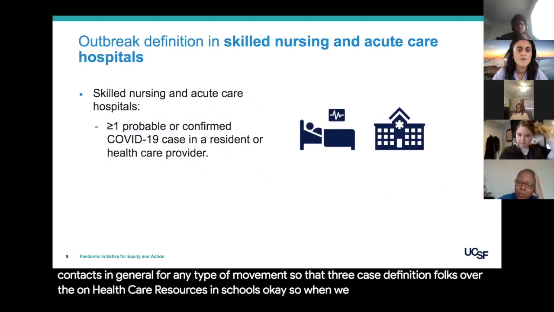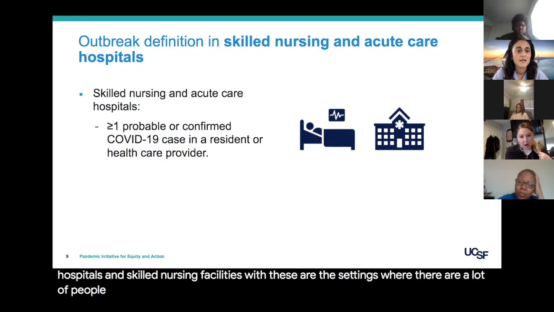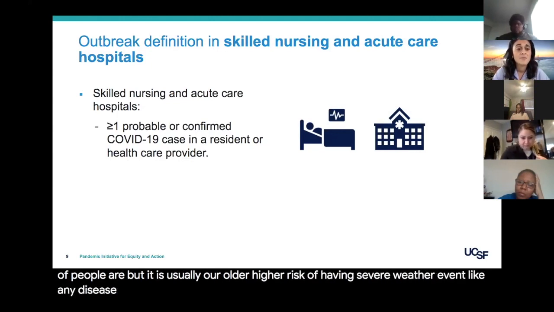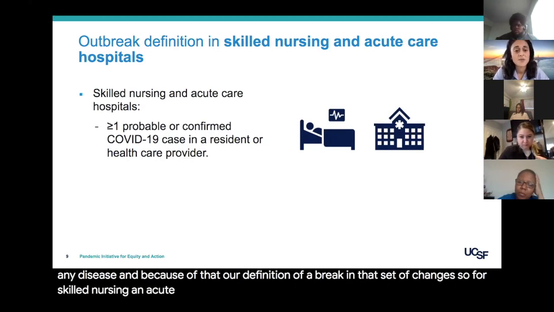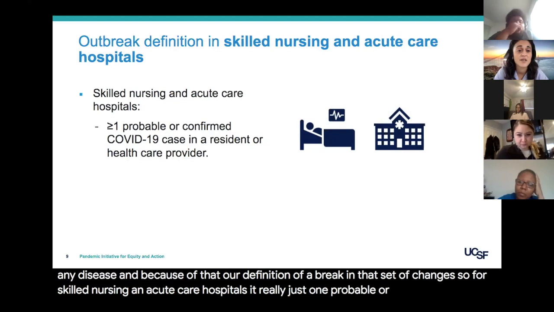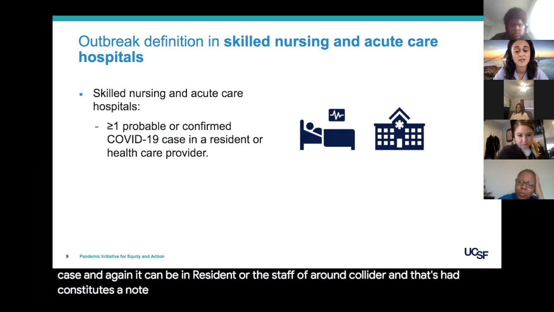Okay, so when we move on to acute care hospitals and skilled nursing facilities, these are the settings where there are a lot of people who have medical comorbidities, usually are older, and are at higher risk of having severe COVID-19 disease. And because of that, our definition of an outbreak in that setting changes. So for skilled nursing and acute care hospitals, it's really just 1 probable or confirmed COVID-19 case. And again, it can be in a resident or in a staff member, a healthcare provider in that setting, and it constitutes an outbreak and something that needs to be followed up on.